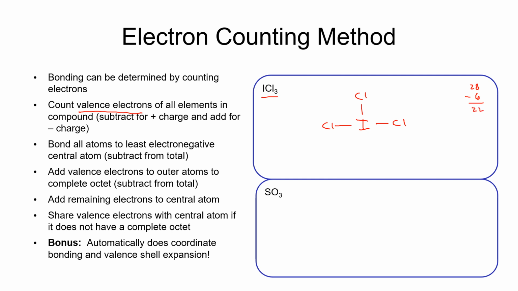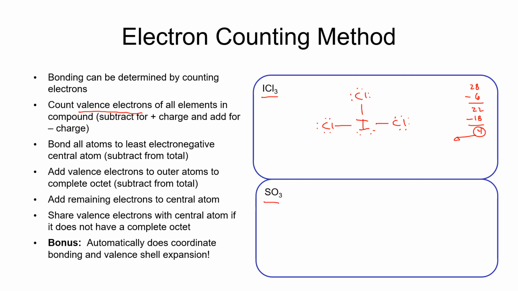Then we're going to complete the octet for all of the outer atoms. 1, 2, 3, 4, 5, 6, 7, 8, 9, 10, 11, 12, 13, 14, 15, 16, 17, 18. And so that means we're going to use up 18 more electrons there, and that leaves us with 4. The last set of electrons, we're going to put those in the middle. 1, 2, 3, 4. And so what you have here is iodine bonded to 3 chlorines, and you can see it's one of those ones that has done the valence shell expansion because the iodine ends up with 2, 4, 6, 8, 10 electrons in the center. But you didn't have to come up with it. The electron counting method did it for you.